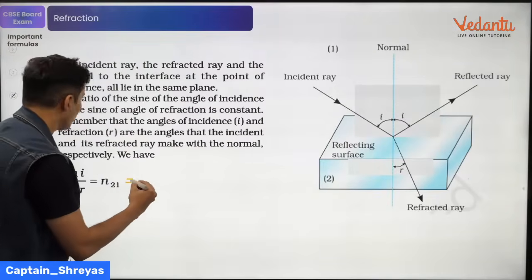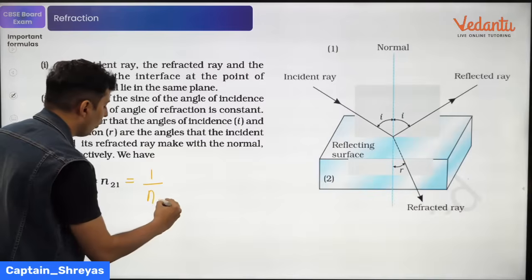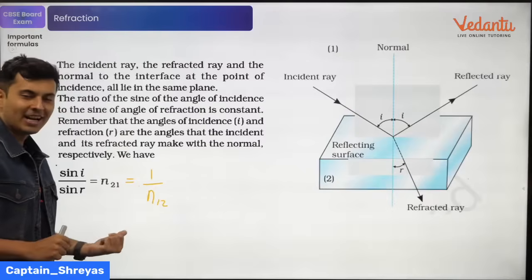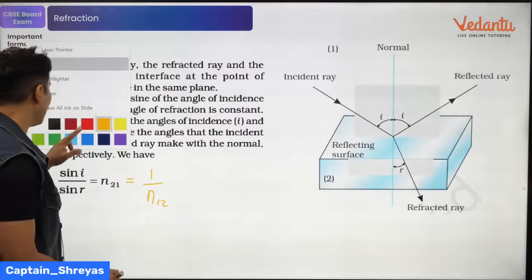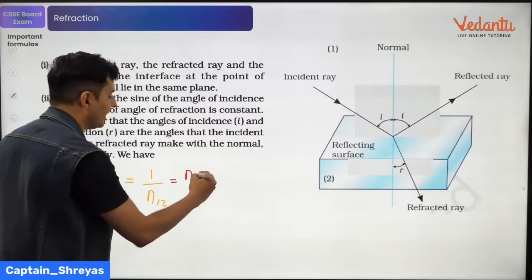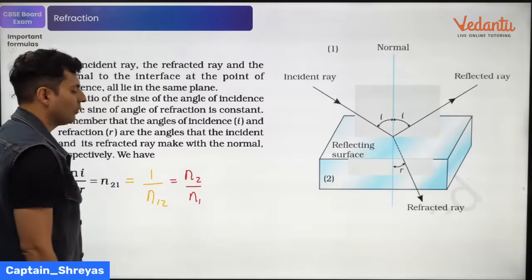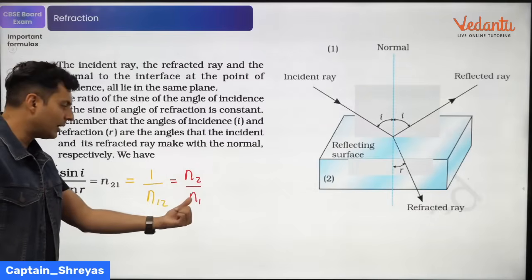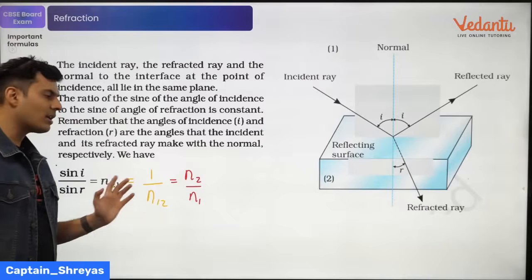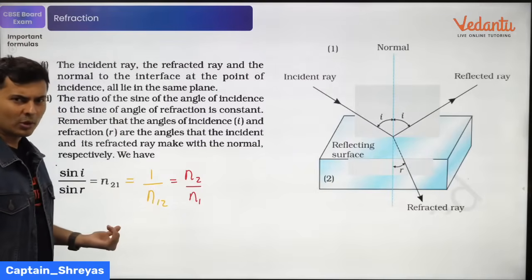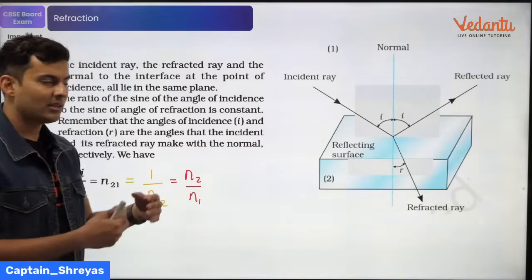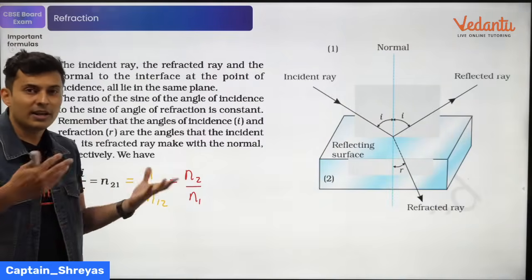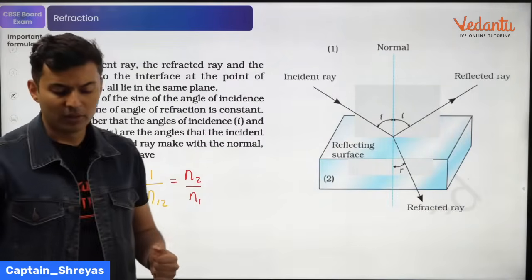Okay, and this is also equal to 1 by n12. So if you change the order, you take the reciprocal. You can also write this as the refractive index of 2 upon the refractive index of 1. So n21, 2 is first, so 2 comes on the top, 1 is later, so 1 comes below. All these are equivalent formulas, sometimes used for solving problems, because they will give you the refractive index of glass, water. What is the refractive index of glass with respect to water? The angle of incidence is here, how much is the angle of refraction? For those kinds of problems, you are going to need these formulas.